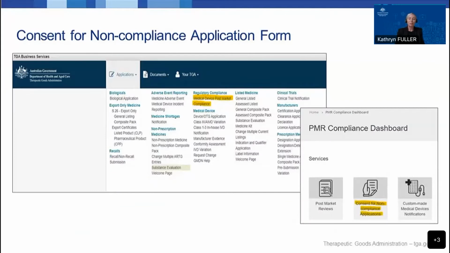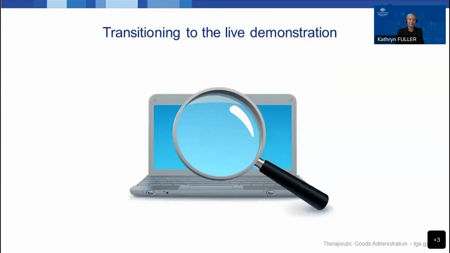The Consent for Non-Compliance application form is hosted on the TGA Business Services site, or TBIS as we call it. You log in as you would normally for any other applications or adverse event reporting, and then under the Applications drop-down menu, select the Medical Device Post-Market Compliance option under the Regulatory Compliance heading. This will take you to the PMR Compliance dashboard where you can select the Consent for Non-Compliance Applications tile to access the next dashboard and start a new application.